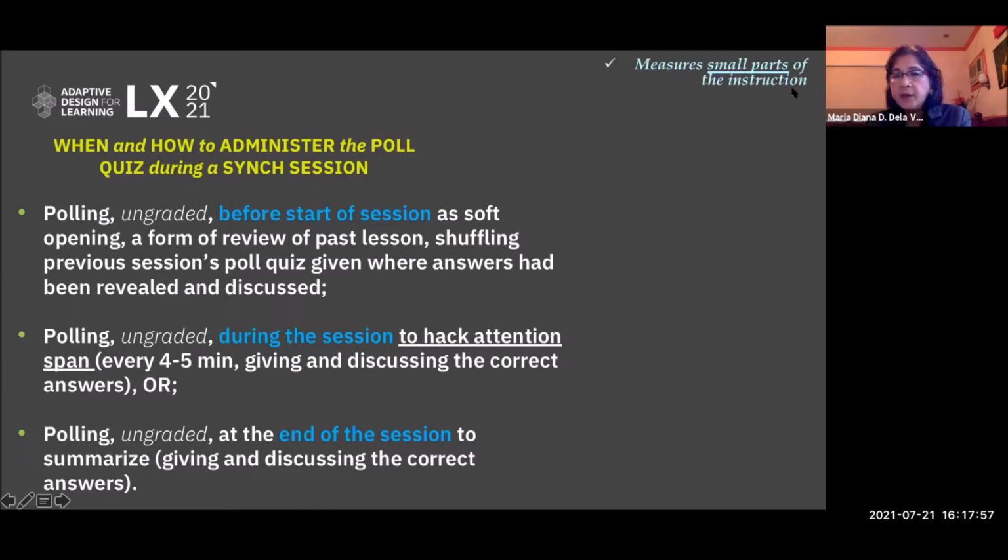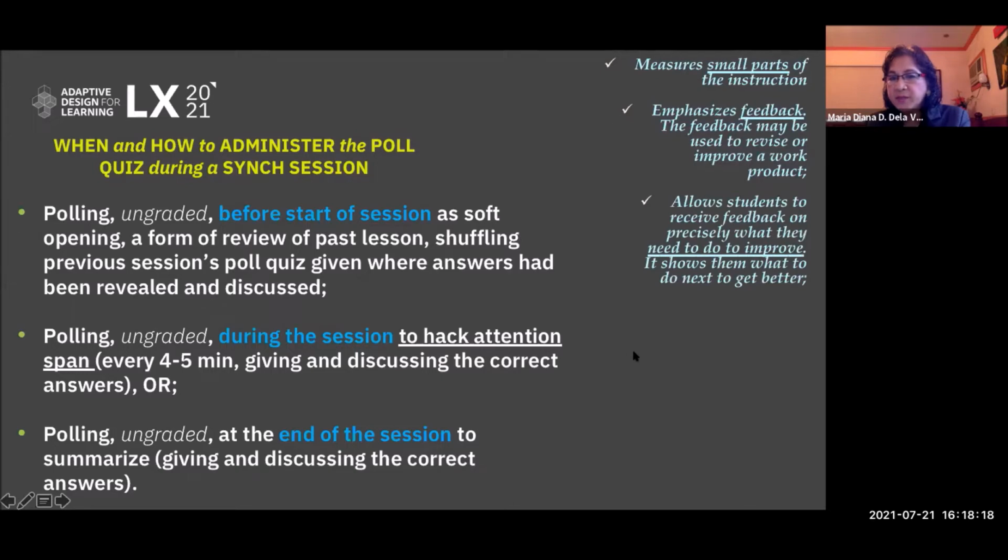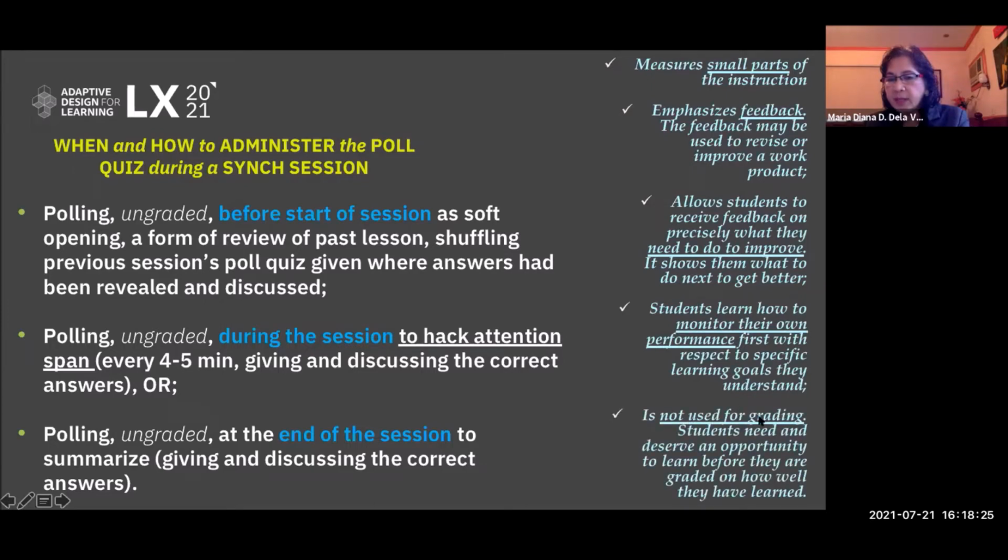If we are to evaluate this, they all comply with the characteristics of this type of assessment. It measures small parts of the instruction, emphasizes feedback, allows students to receive feedback on where they need to improve, students learn how to monitor their own performance, and it is not used for grading, all ungraded.